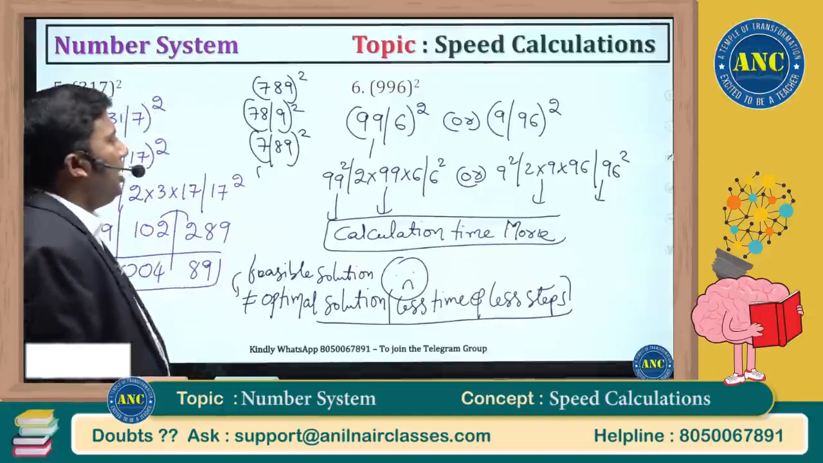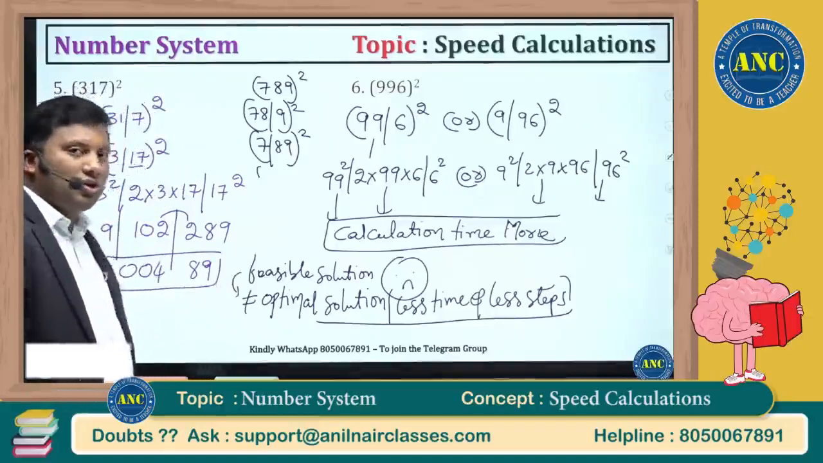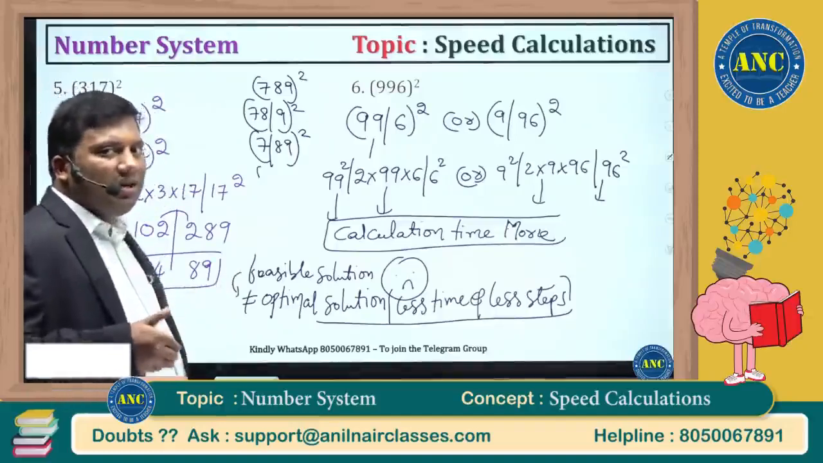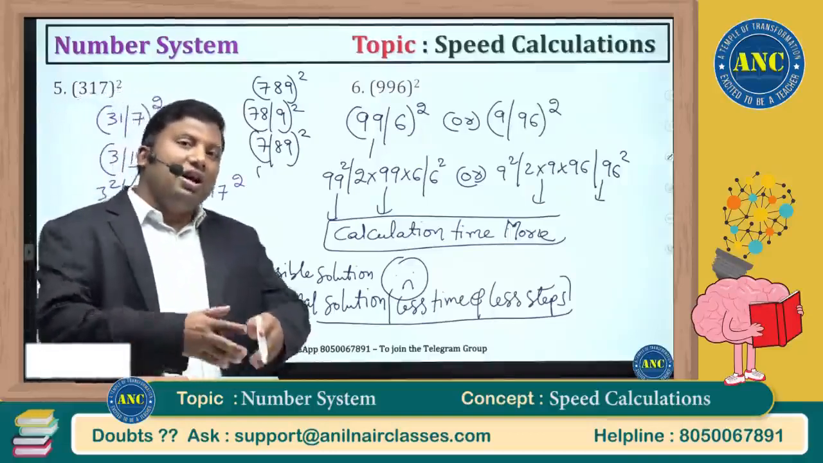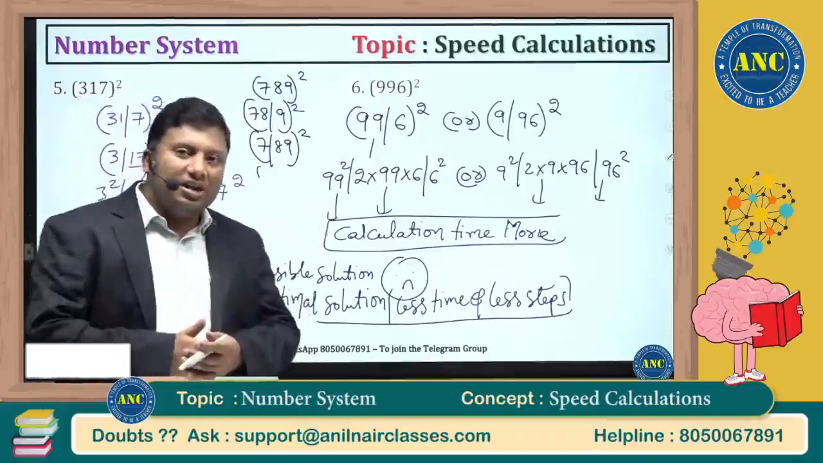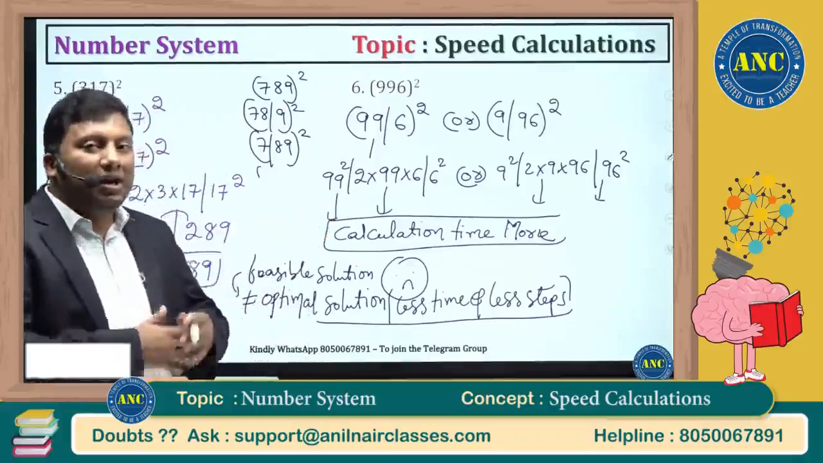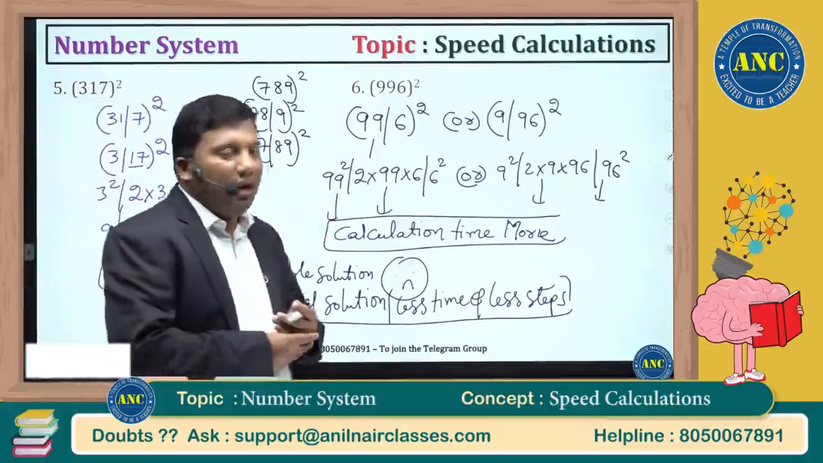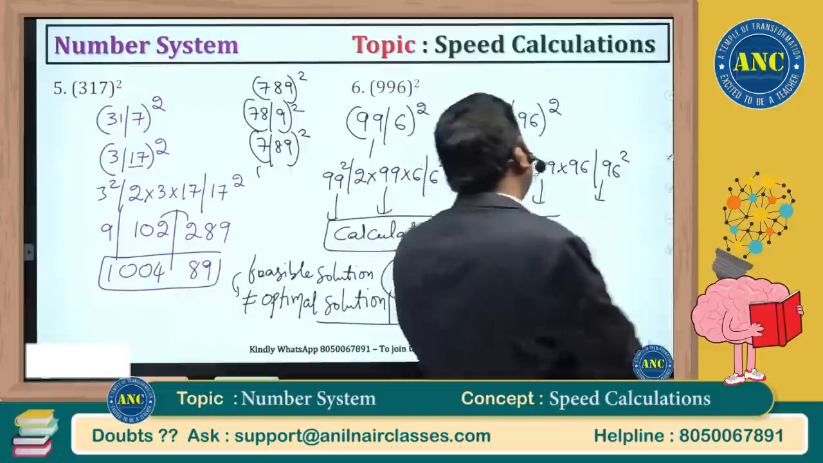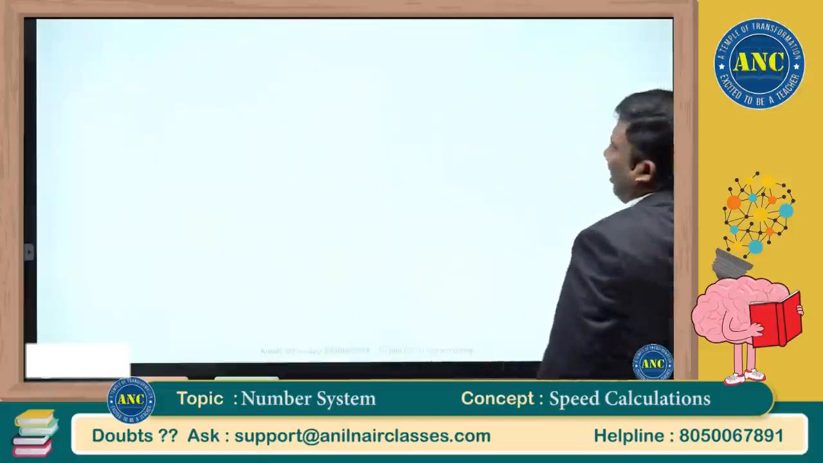Everybody understood the drawback of a plus b whole square. For a 2-digit number we did it. For a 3-digit number we did it. Then as the number of digits increases, a plus b whole square might not give you the logic in less time.